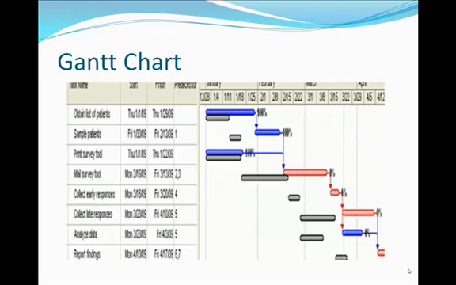For the first task, obtain a list of patients, it took 4 weeks to complete, which was twice as long as the expected 2 weeks. Also, sample patients was expected to take only 1 week, but actually took 2 weeks. Print survey, however, took 3 weeks to complete, which was equal to the estimate. The Gantt chart also informs us of which tasks are on the critical path. Tasks C and G are not on the critical path.